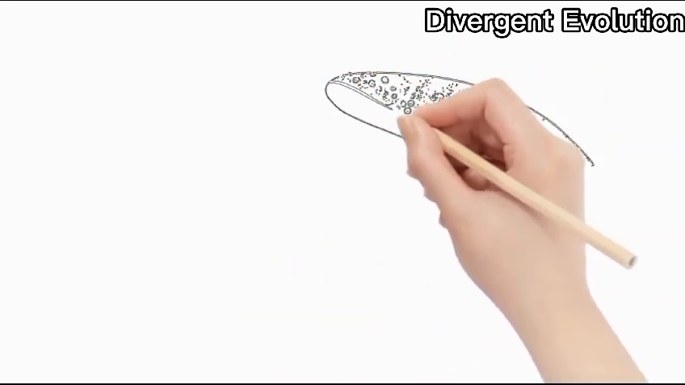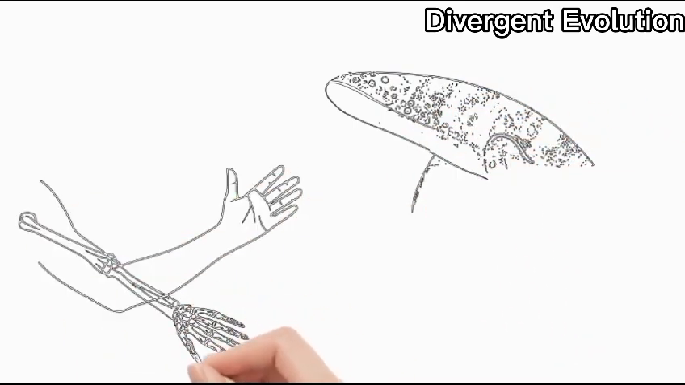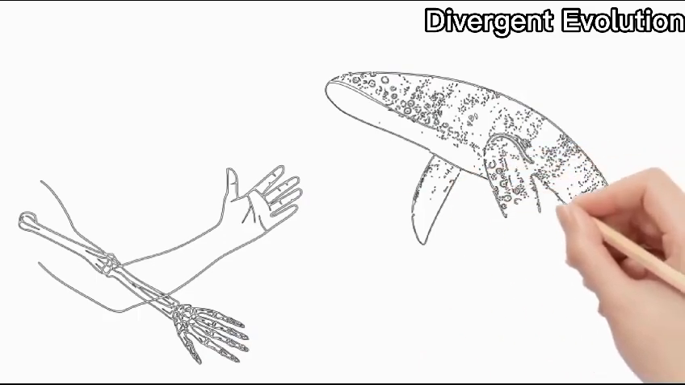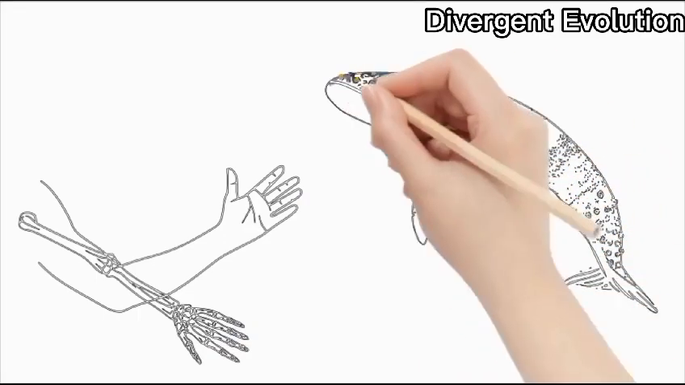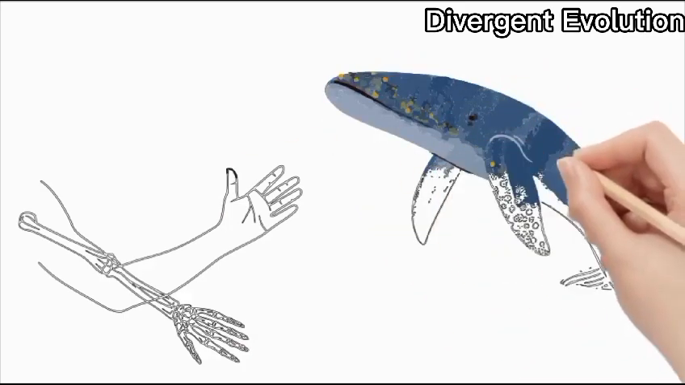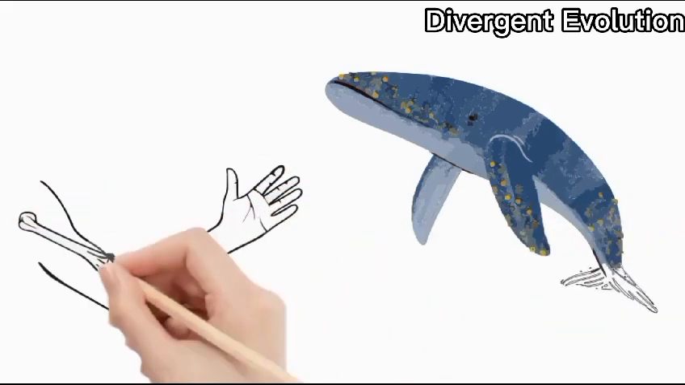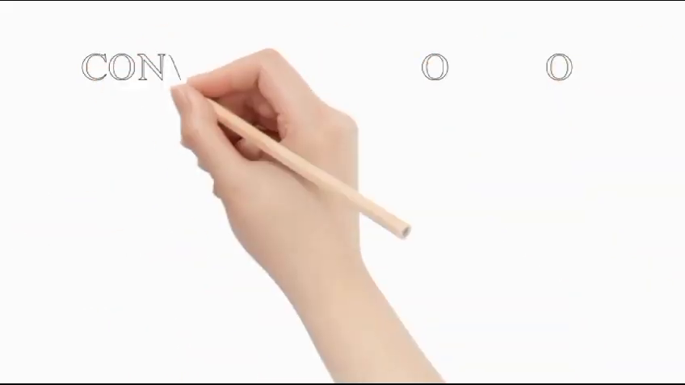Similarly, the evolution of human arms and whale flippers from a common ancestral fin is also an example of divergent evolution. Despite their different functions and appearances, both share many homologous structures like basic bone structures, and the muscles and nerve supply are also similar despite their different functions.